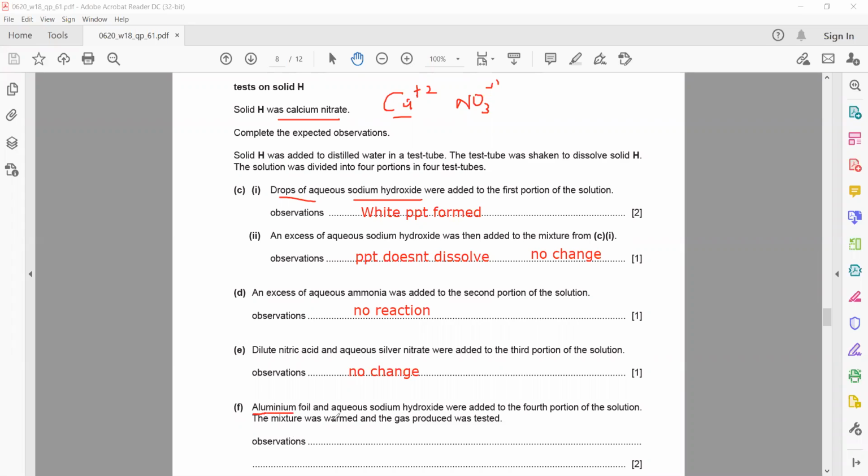Aluminium foil and aqueous sodium hydroxide. This is a test for nitrate ion. They were added to a fourth portion. The mixture was warmed. A gas is produced. This gives ammonia gas. So what is the observation when ammonia gas is given off? If ammonia gas is there, we will observe a pungent gas which will turn red litmus blue.